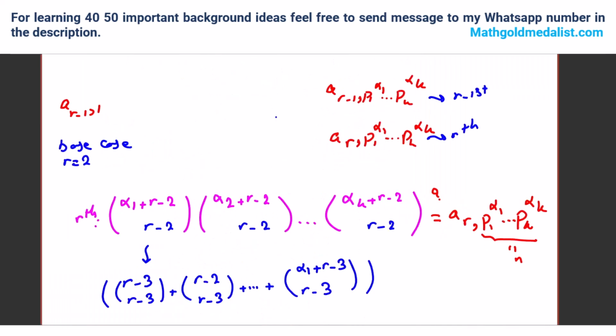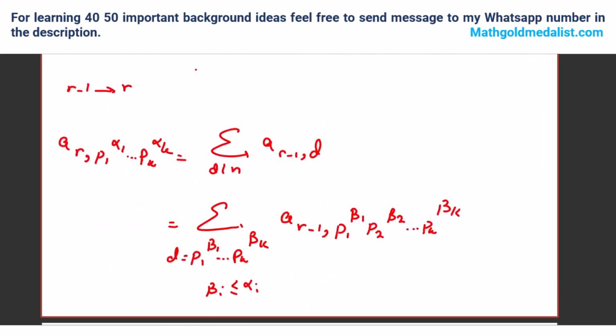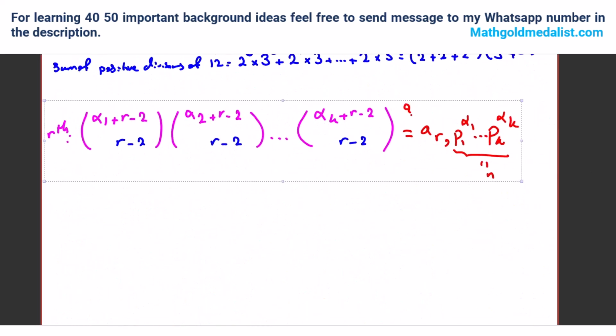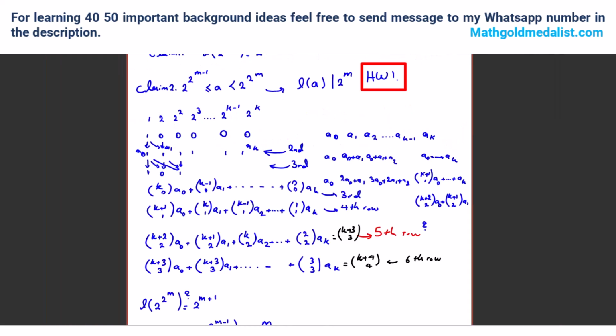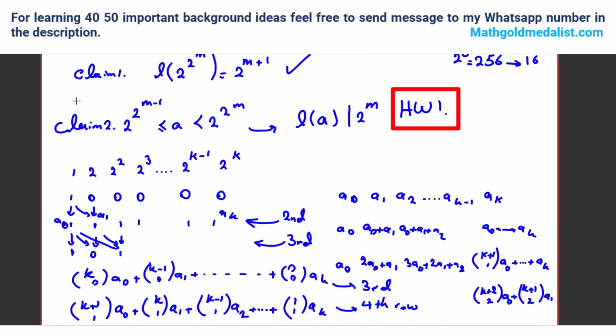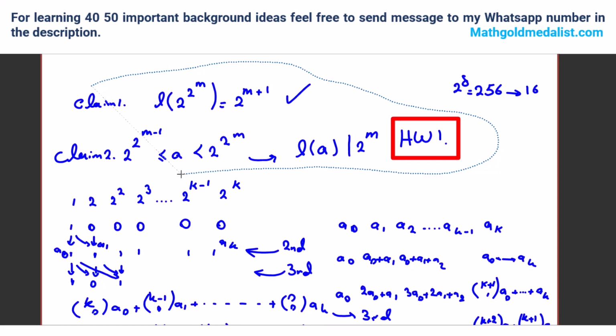Okay, now that we proved this, so we prove AR, this one in the Rth row is this one, right? So now one part is left. What part? We show it divides. Exactly. We should prove this one, that claim 2. We proved claim 1, right?